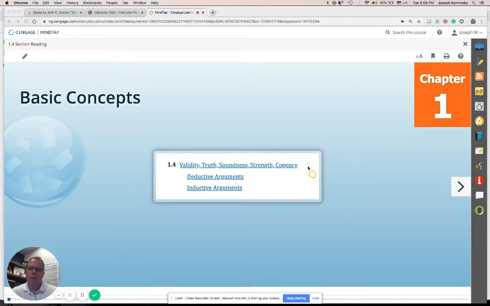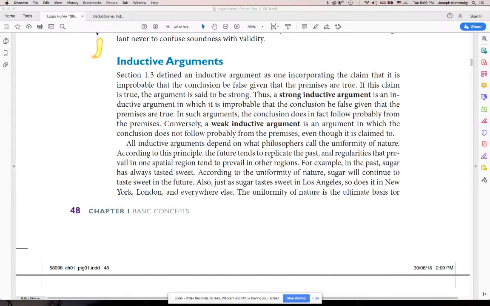I'm your professor. We're going to be going over Chapter 1 still, Section 1.4, and this time it's 1.4b. Last time we did truth, validity, and soundness, and we were talking about deductive arguments. In the second half of this section 1.4, we're going to talk about truth, strength, and cogency now in inductive arguments. So just as a quick review, you've seen this handout before.